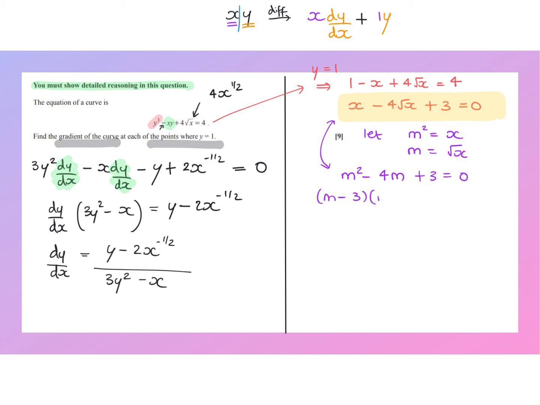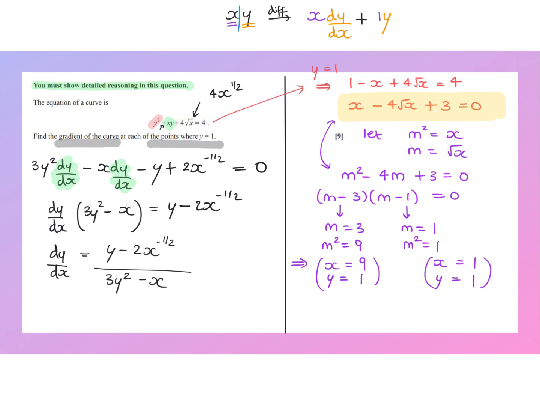This is an equation that can be factorised very simply. So m equals 3, or m equals 1. Now, m, remember, is equal to the square root of x, and m squared is equal to x. So m squared equals 9, m squared equals 1. So that gives me two possible x values, x equals 9, x equals 1, both of which occur at y equals 1. Now, the last thing we need to do is evaluate the gradient at both of these points.